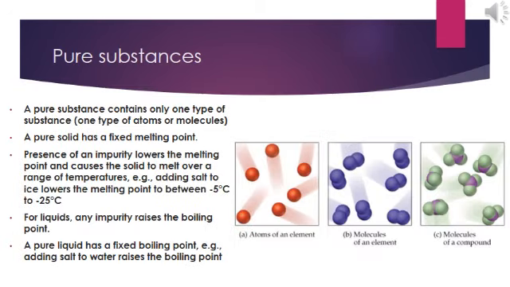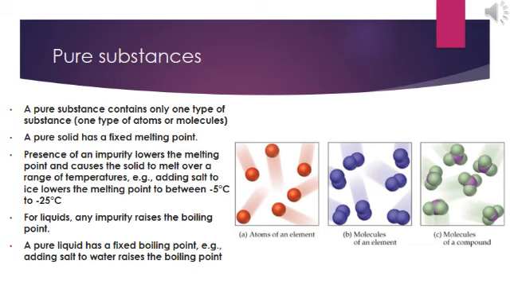Previously we have discussed the difference between pure substances and mixtures. So now in this video we are going to summarize that information and move to the next topics of methods of purification. A pure substance, as we have already discussed, contains only one type of substance. This could be any element or compound.